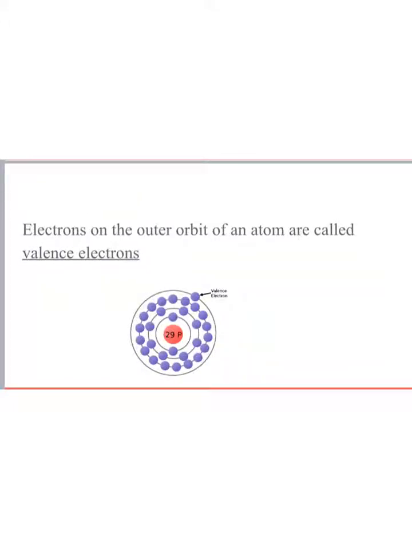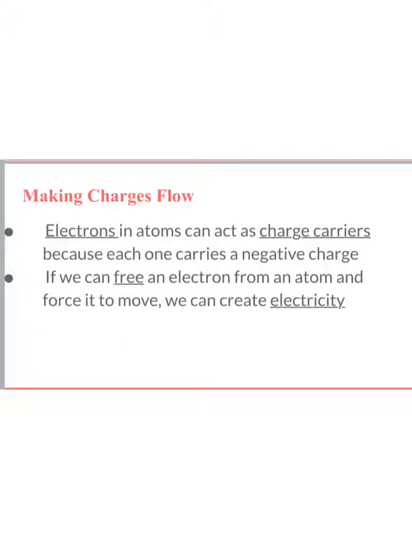Electrons in the outer shell are called the valence electrons. You should know that. We've discussed that frequently in this course. And electrons act as charge carriers, which means that each one carries a negative charge. And if we remove one of these electrons from the atom and force it to move, we cause electricity.